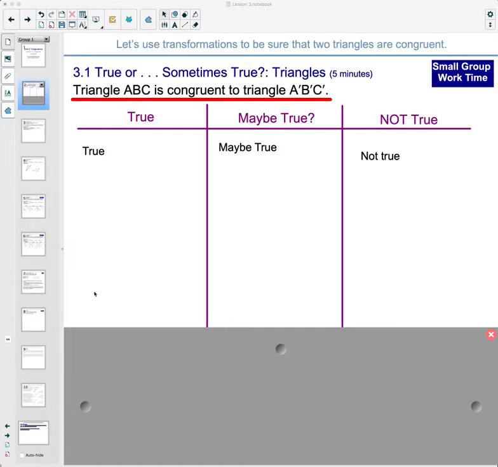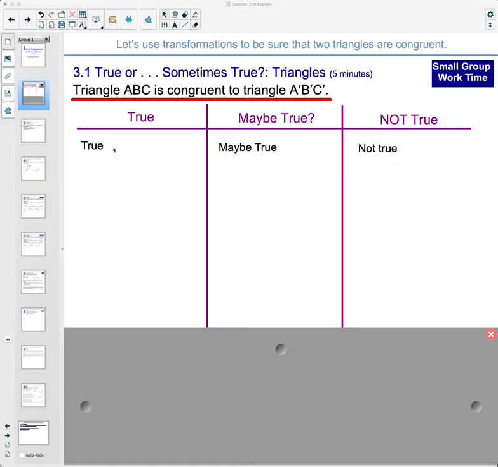So what kinds of things can we determine are all the time true, sometimes true, or just not true at all? Go ahead, take that list, think of all the things that you can put into each of these categories, write as many down as you can, and pause the video while you're doing that and come back to hear what I say.